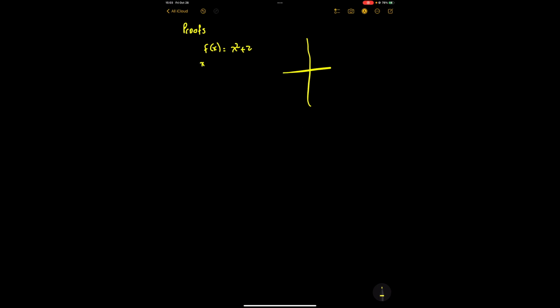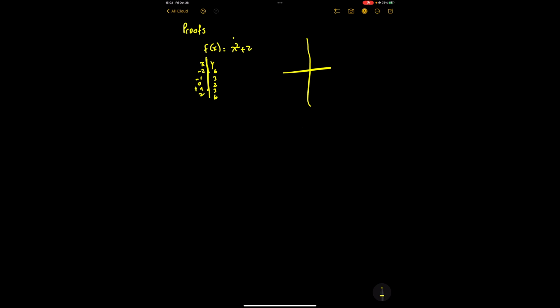Let's say we have x and y, and let's say x equals -2, -1, 0, 1, and 2. Well, that would be what? -2 squared is 4, plus 2 is equal to 6. -1 is 1 plus 2 equals 3. 0 is going to be 2. And 1 is going to be 3. And 2 is going to be 6.